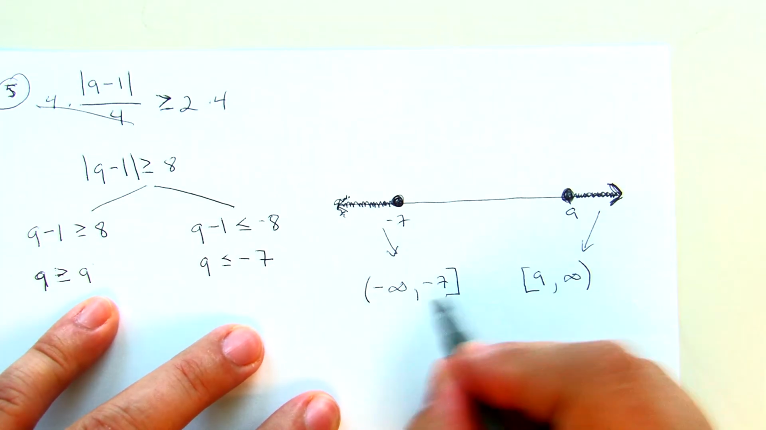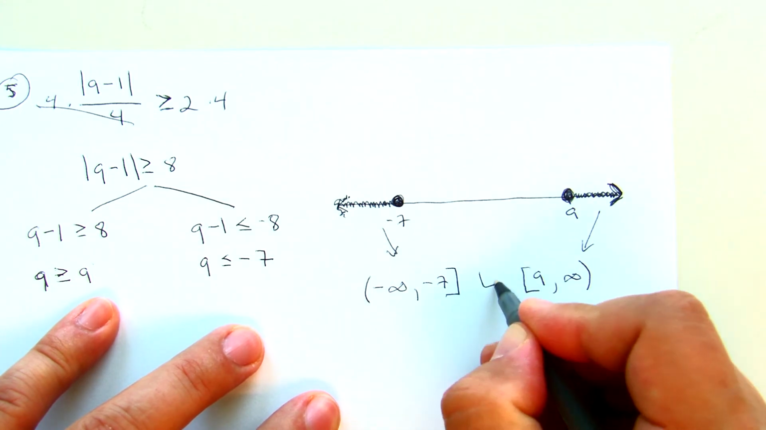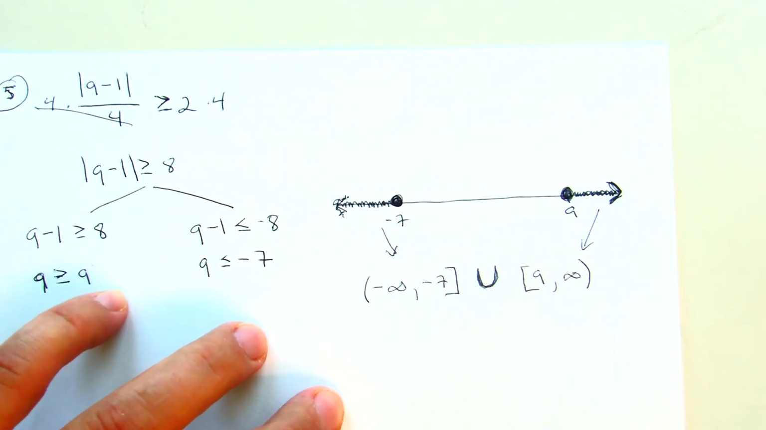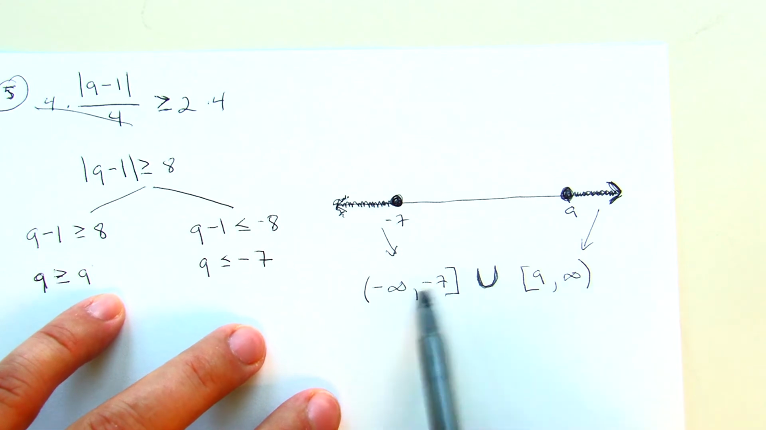Now to combine these two to say that we're talking about everything here and everything here, we'll use this symbol. It's called the union symbol. Looks like a U, stands for union. It's handy, easy to remember. Alright, and that just tells me that we're talking about all this stuff and all of this stuff.